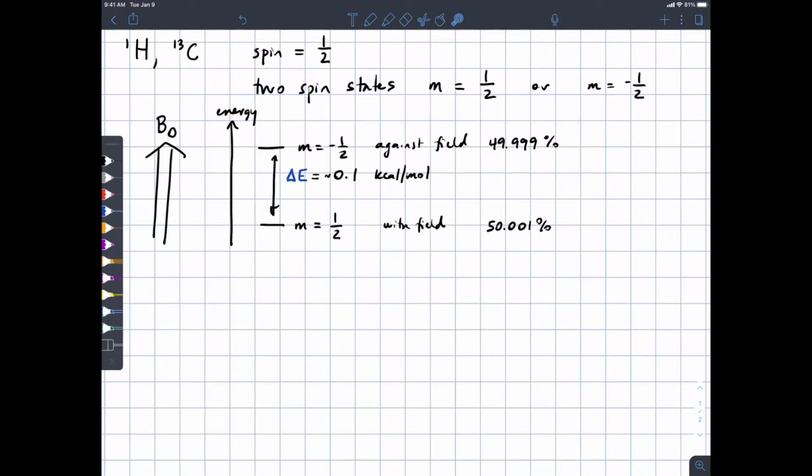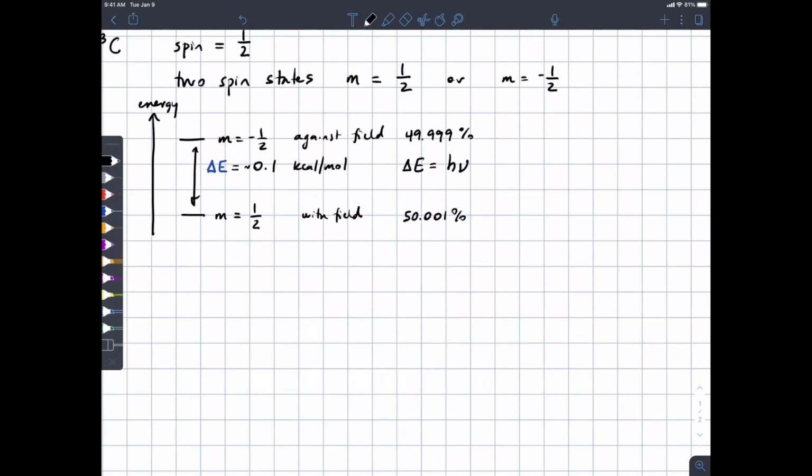Even though the difference in population is in the thousandths place, this energy difference is sizable enough that we can measure it. And if you take that energy difference with the relationship with Planck's constant and frequency, what you conclude is that the frequency at which you can make a proton go from the 1/2 to the -1/2 spin state is in the range of 3 to maybe 9, depending on the magnetic field, times 10 to the 8 per second. And it's convenient to not use scientific notation, so we'll just convert that into 300 to 900 megahertz. And this is in the radio frequency.